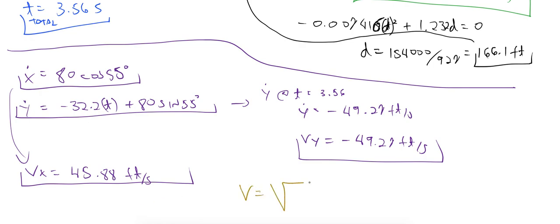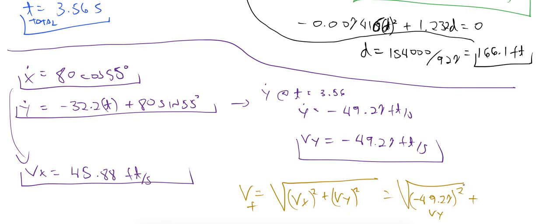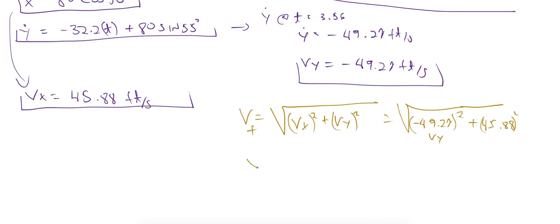V is equal to the square root of Vx squared plus Vy squared. But we're interested in V final, right? So we get the square root of minus 49.27, oh, out of order by the way, this is Vy, plus 45.88 squared. And then finally, long problem, huh? V final is equal to, let me see, plus 49.27 squared, square root of that.